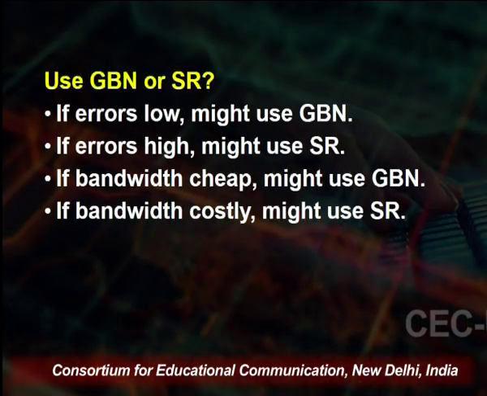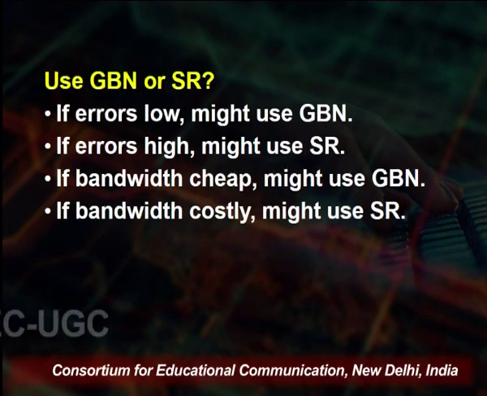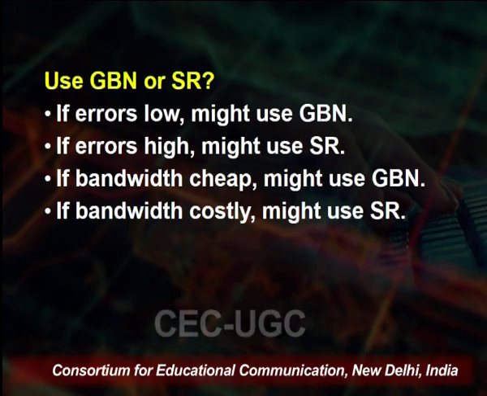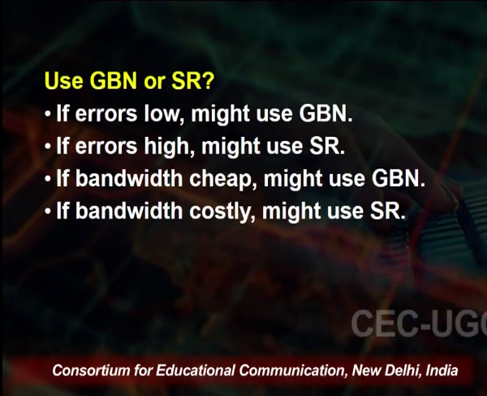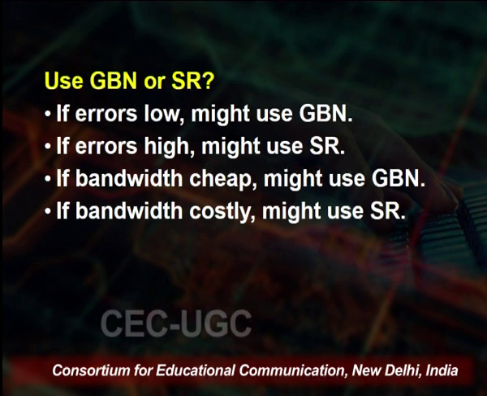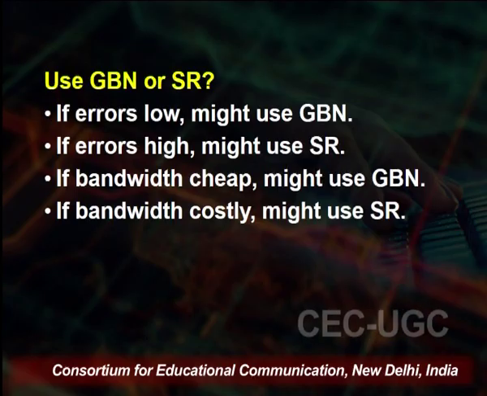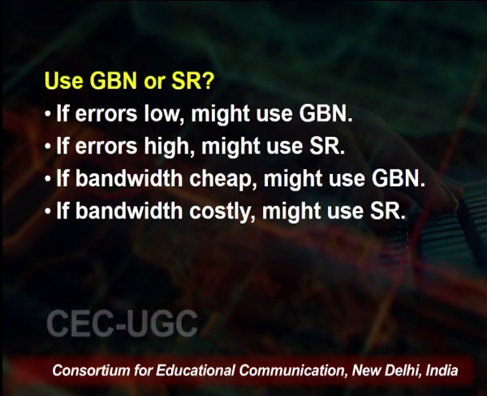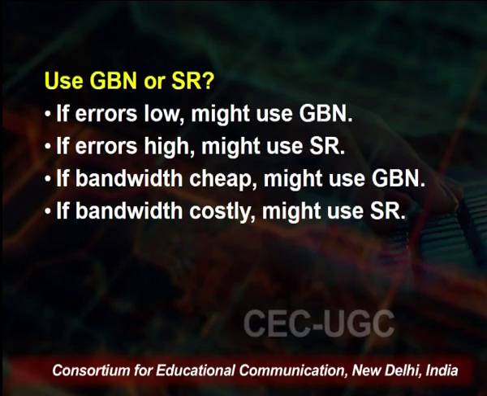Now, which one is to be used and when? Should we use Go Back N, or should we use Selective Repeat, because both of them have their own pros and cons. If errors are low, we might use Go Back N, but if errors are high, in order to reduce the frequency of retransmission, we might use Selective Repeat. That is a better idea. This decision also depends on the bandwidth. If bandwidth is cheap, we might use Go Back N, and if bandwidth is costly, we might use Selective Repeat.